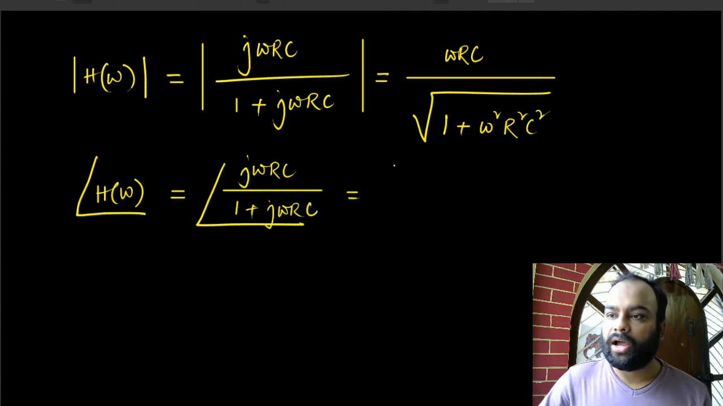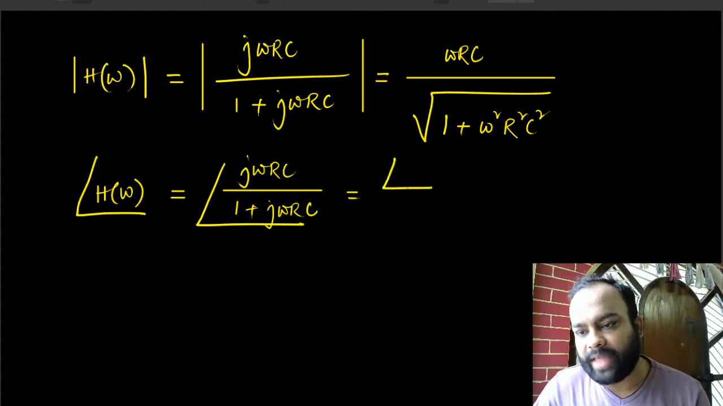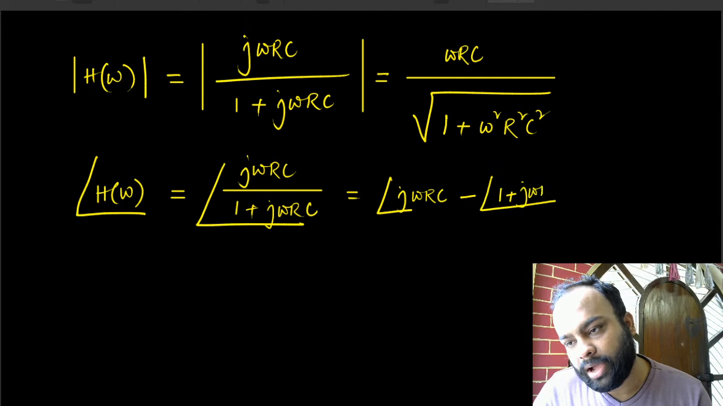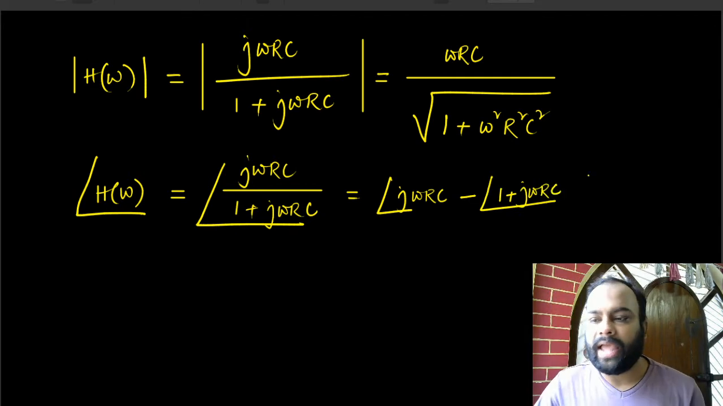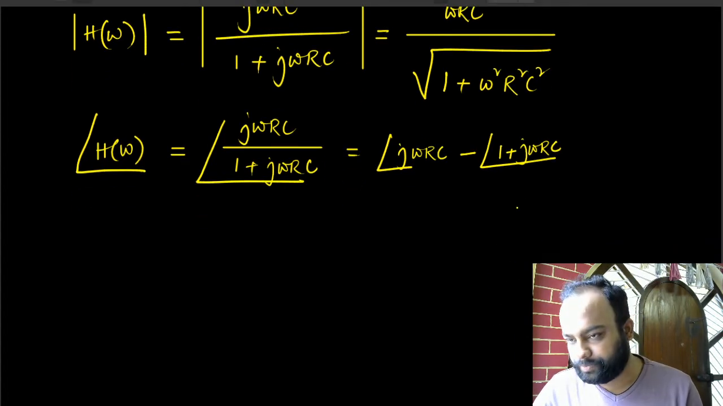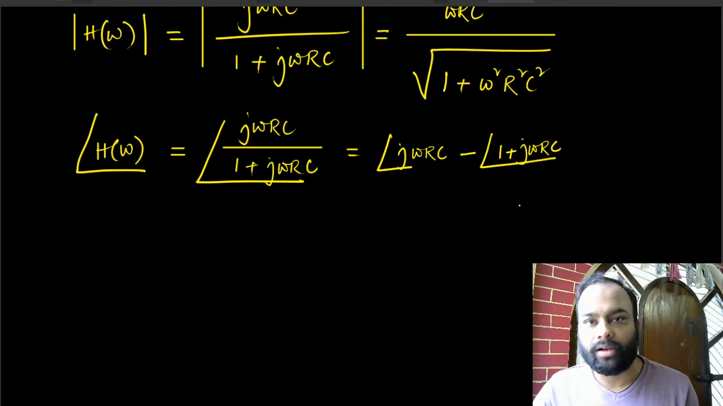From the principle of argument here, we have angle of j omega RC minus angle of 1 plus j omega RC. That's true for complex numbers. Again, we would have a plus minus n pi. I'm not writing that because I'm not going to go beyond the principal argument value here.